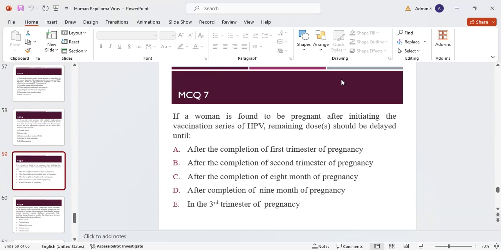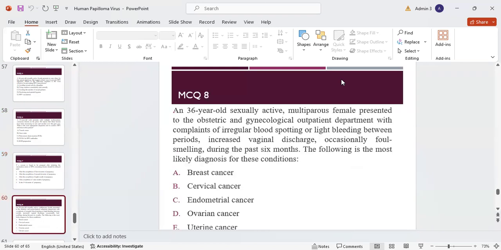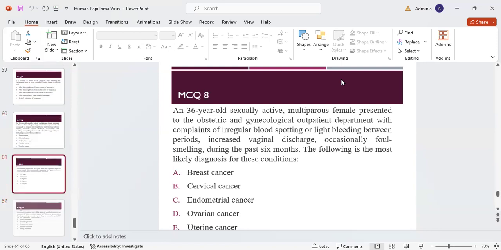D is the right option. A 36-year-old sexually active multiparous female presented to the obstetric and gynecological outpatient department with a complaint of irregular blood spotting or light bleeding between periods, and increased vaginal discharge, occasionally foul smelling, during the past 6 months. What is the most likely diagnosis? Option A, breast cancer. Option B, cervical cancer. Option C, endometrial cancer. Option D, ovarian cancer. Option E, uterine cancer. B is the right answer.